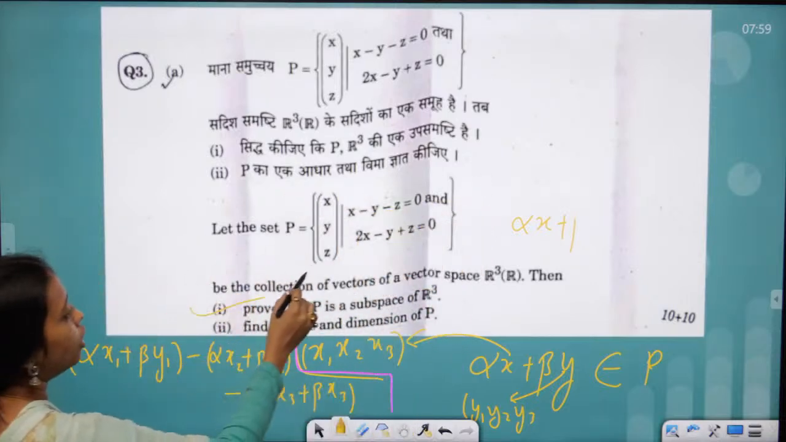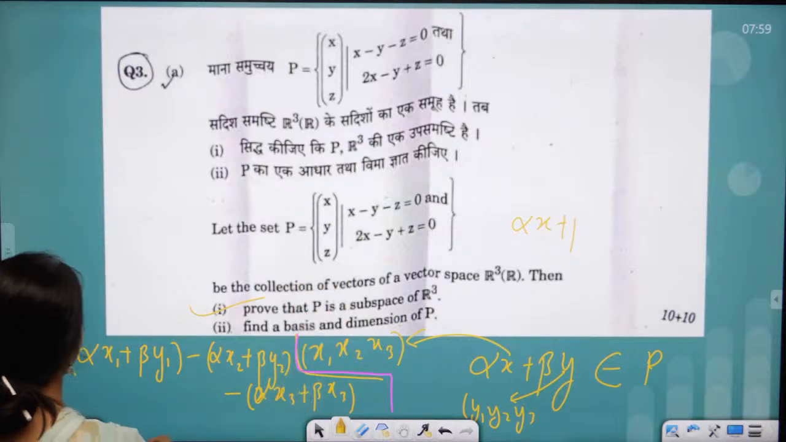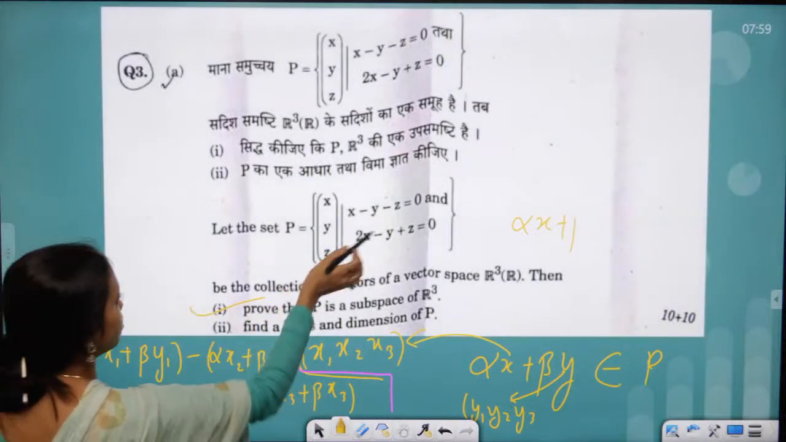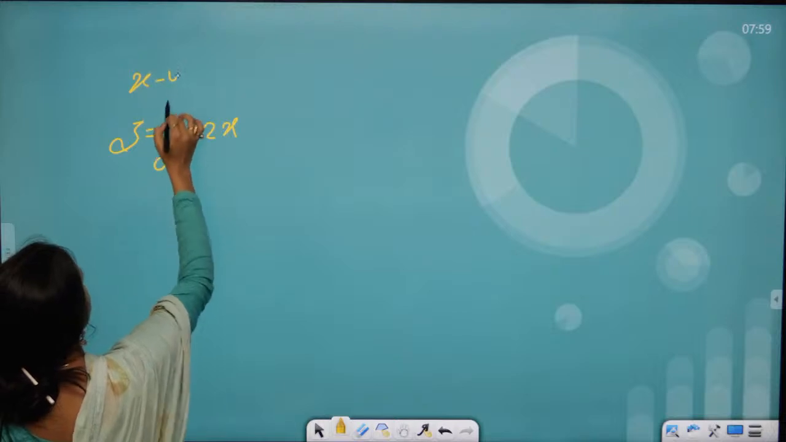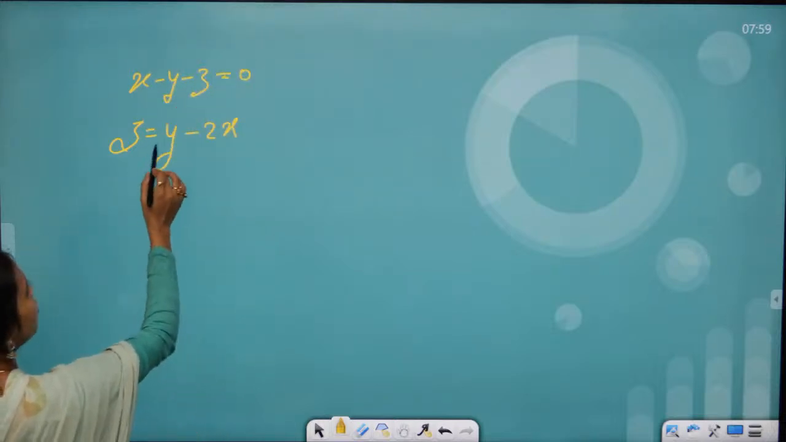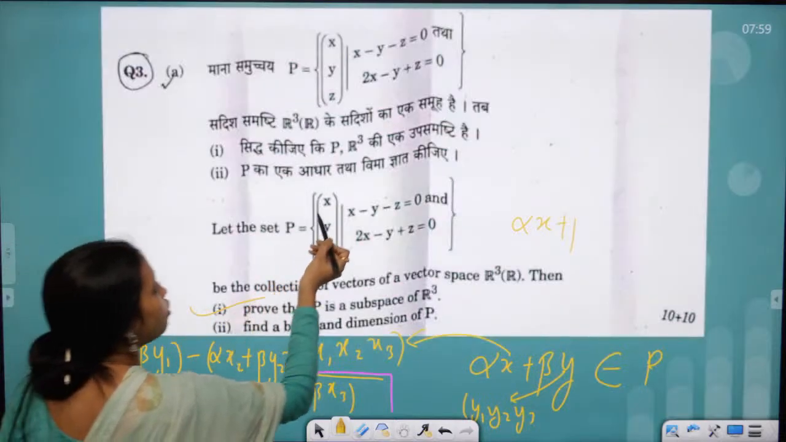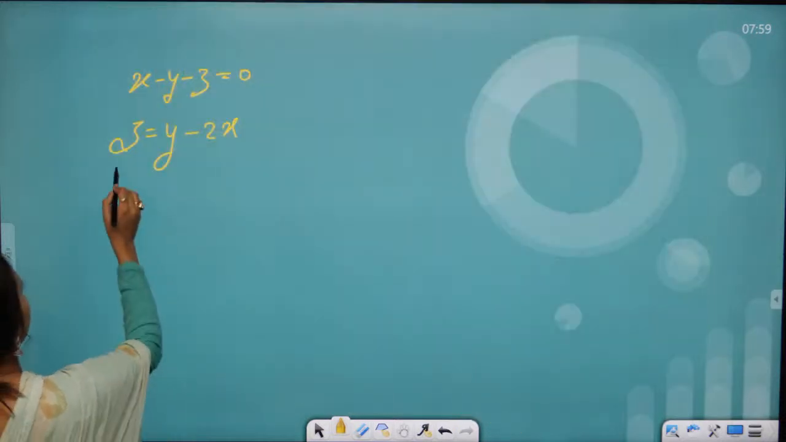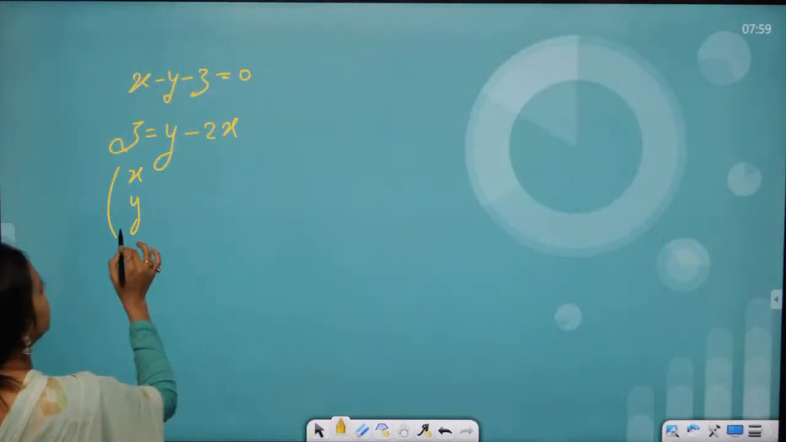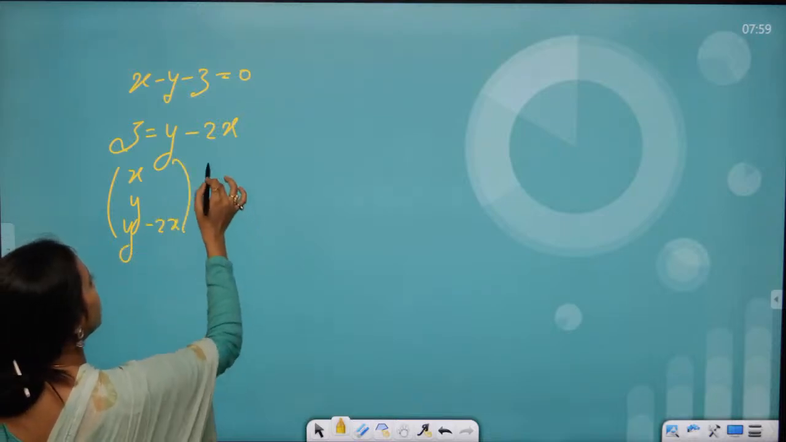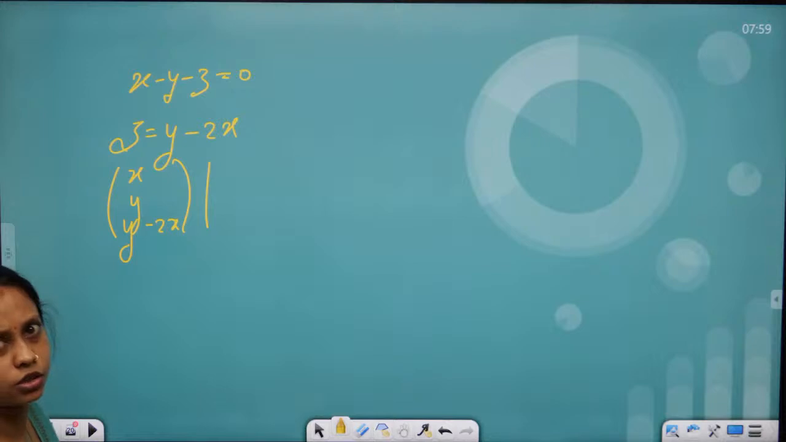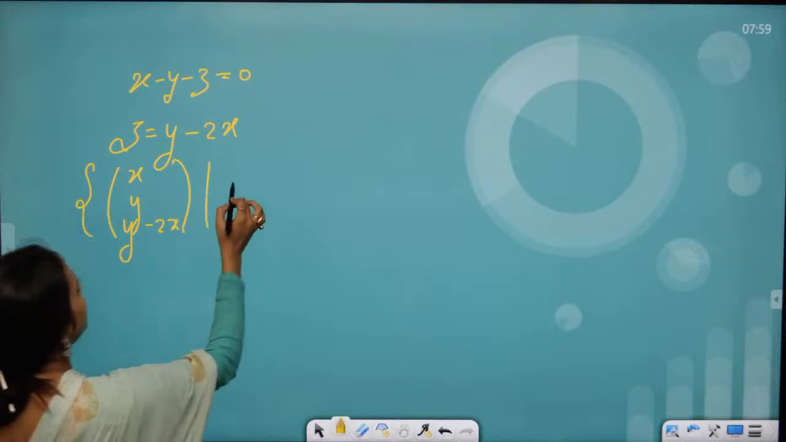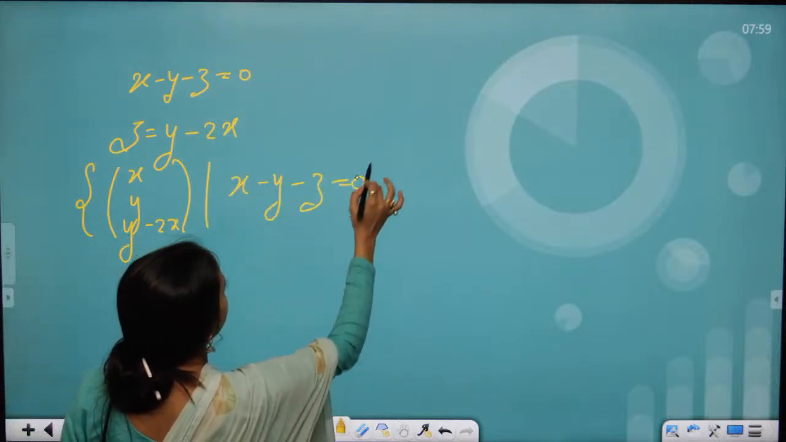z is equal to y minus 2x. The first condition is x minus y minus z equal to 0. If I want to eliminate the second condition, I don't have to write x, y, z now. I will write x, y and the value of z, y minus 2x. Now I don't require the second condition because I have substituted it. That's how you calculate the basis and the dimension. You are only left with one condition, x minus y minus z equal to 0.